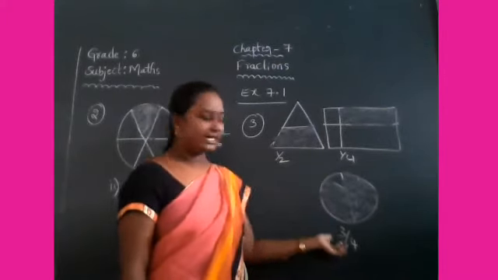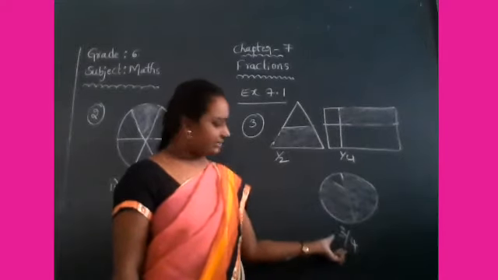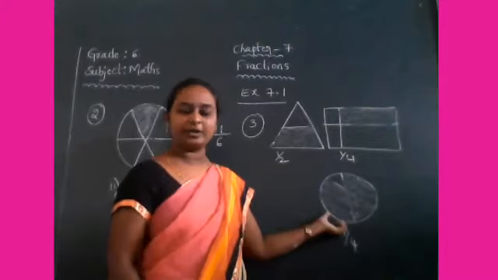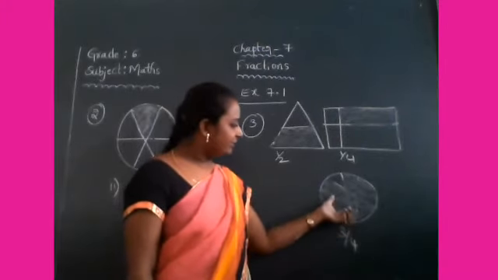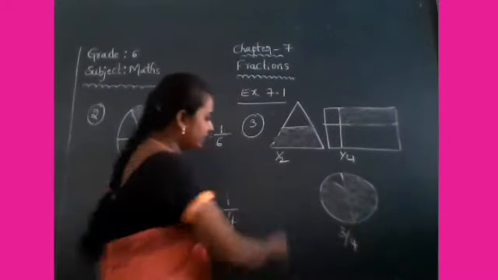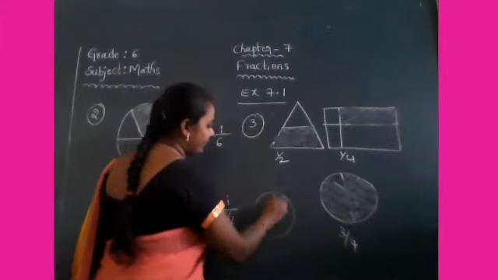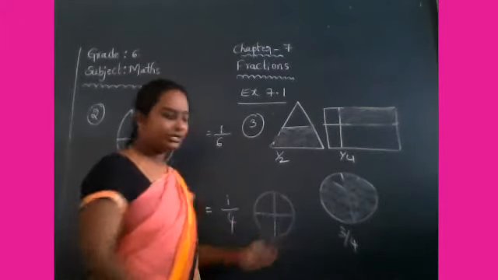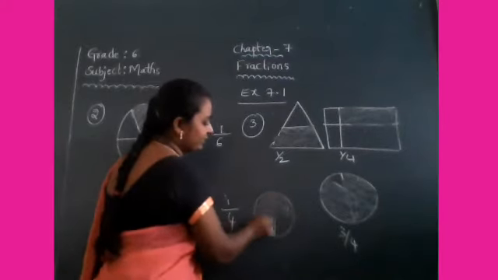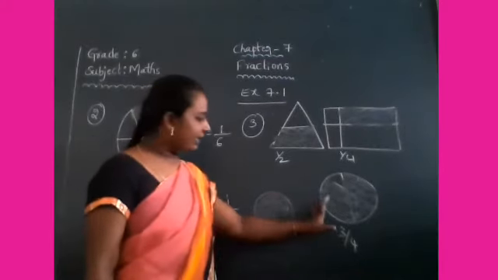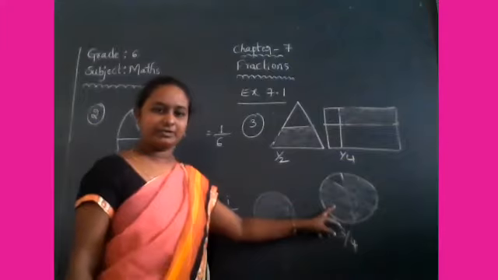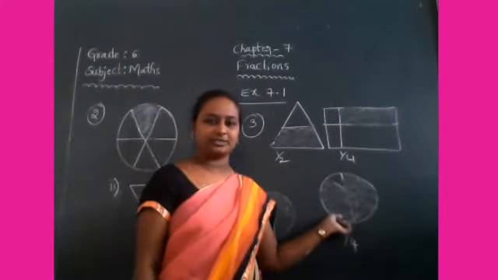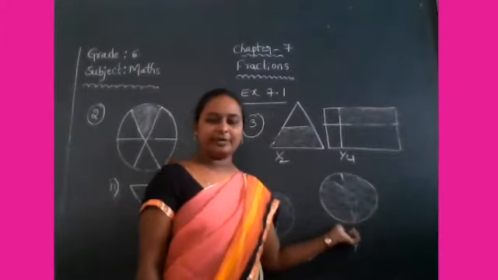And what about 3 by 4? Here the figure is divided into 3 parts only, and not equal parts. Here observe, 4 equal parts means like this. Then only we say that it is 3 by 4. Tell me, is this 3 by 4? No, this figure is not divided into equal parts. So it is not 3 by 4.